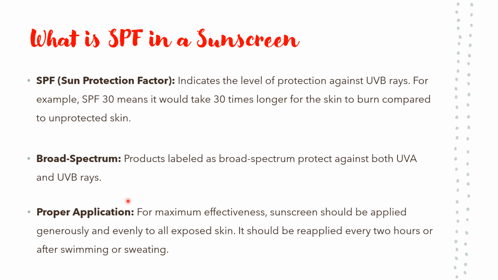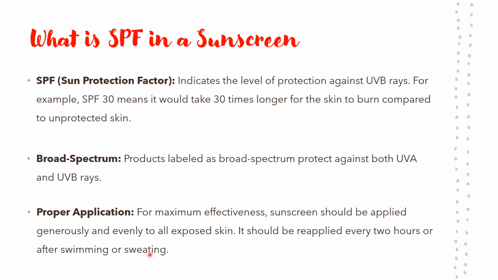The broad spectrum sunscreen. Last time we discussed both chemical and physical sunscreen. The inorganic and the organic sunscreens are both broad spectrum. What is the meaning of broad spectrum? Products labeled as broad spectrum protect from both UVA and UVB rays. So it is better to buy a sunscreen with this label, because it gives protection from both UV rays.